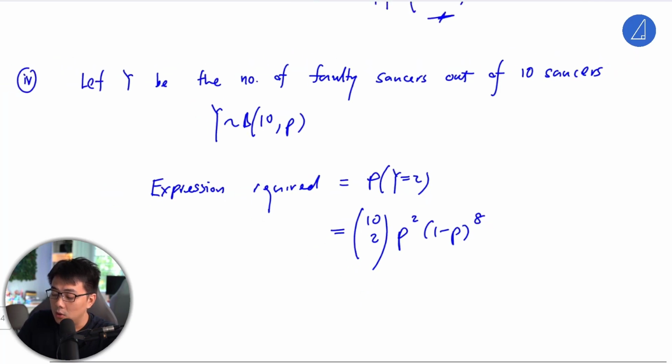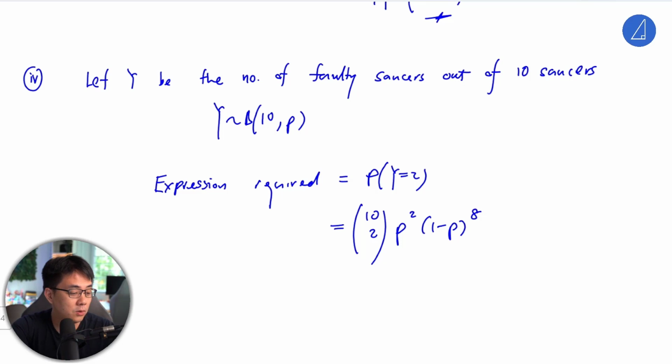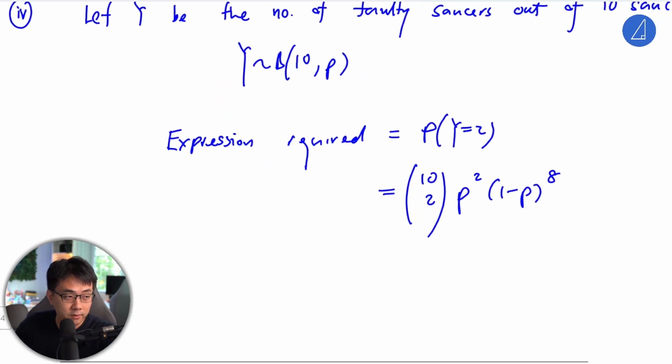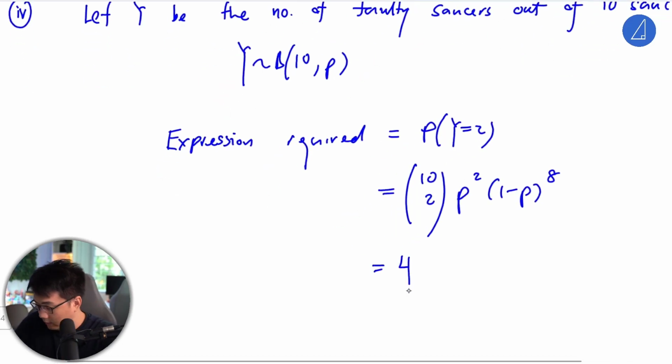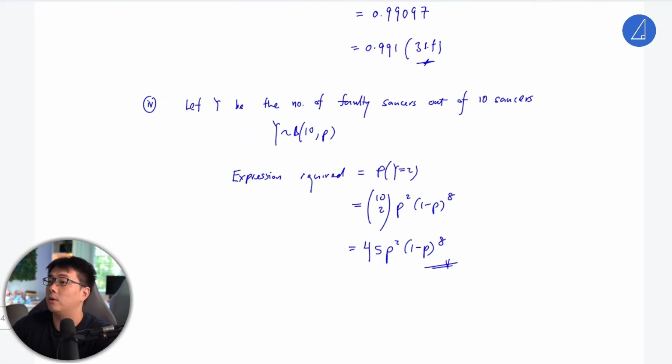Okay, so you could just refer to MF26 to write this down if you want to. So just keying 10 choose 2 from the calculator gives us 45. So this is 45, this is P square, 1 minus P to the power of 8. So this is the expression required.